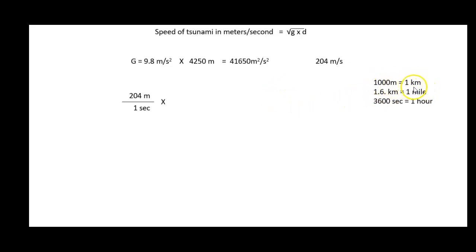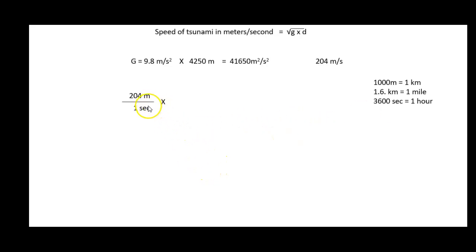We do have the metric system that we work with. So meters to kilometers, there's 1,000 meters in every 1 kilometer. There's, I made a mistake here, you'll have to bear with me, 1.61 kilometers in every 1 mile. And there's 3,600 seconds in every hour. So we're going to go step by step, so it's going to take a few steps here. You could do this in one big step if you understand conversions.